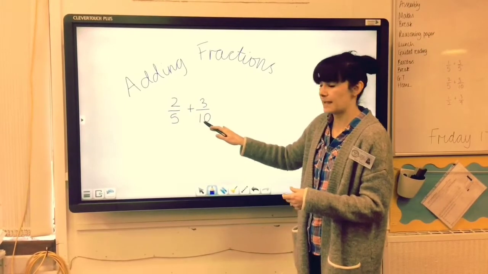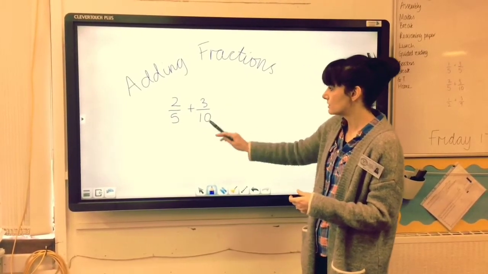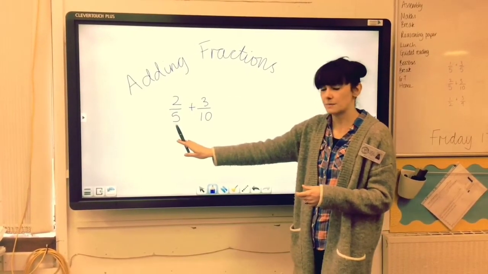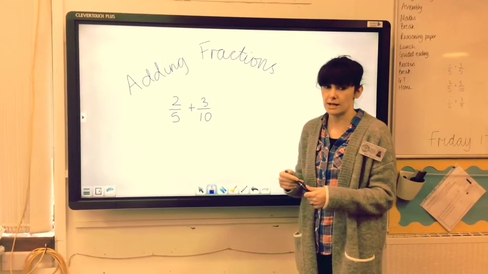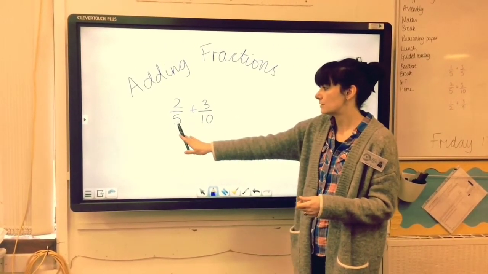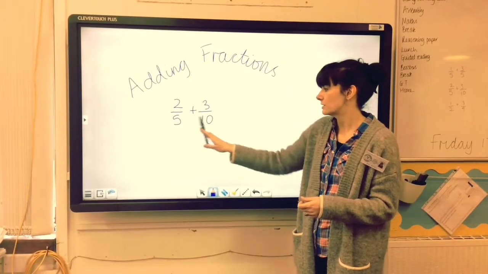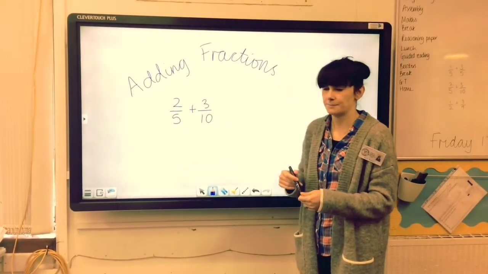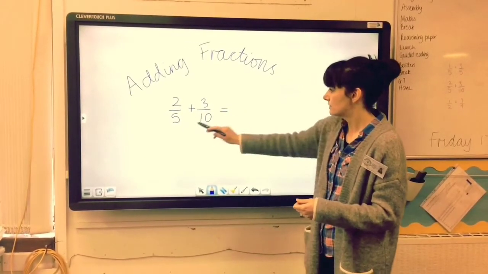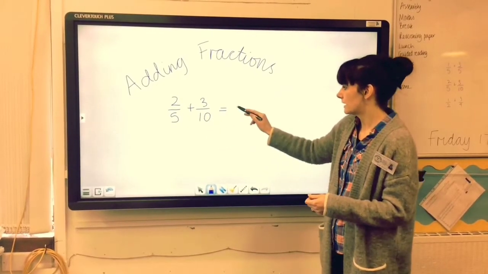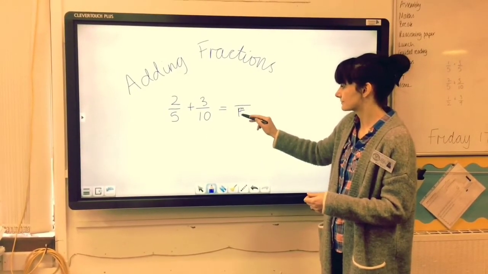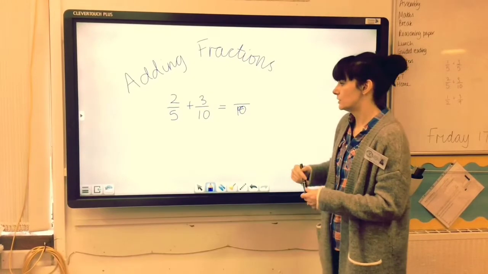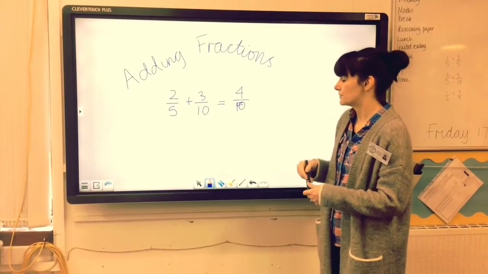So we make them the same. If you note, I could halve the 10 to make the 5, but I wouldn't be able to do the same with the 3. So I need to double this fraction to make it over 10. So if I change it, I double the 5 to make 10. So I need to double the 2, which becomes 4.